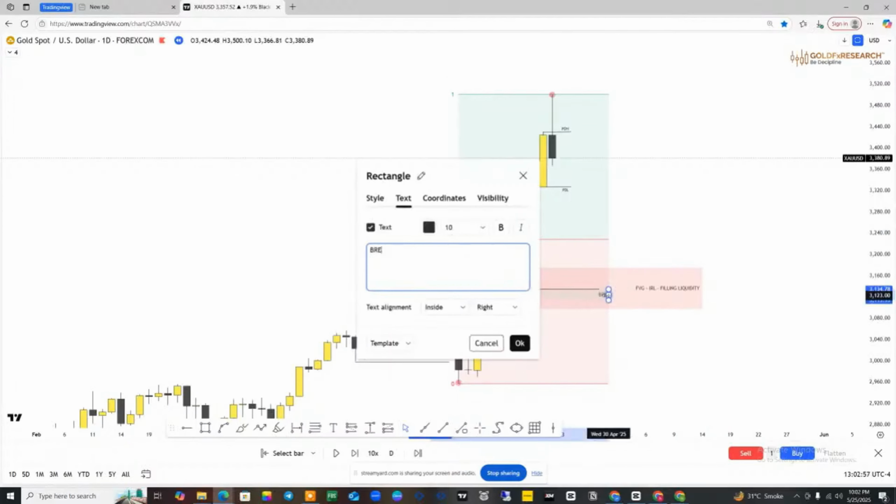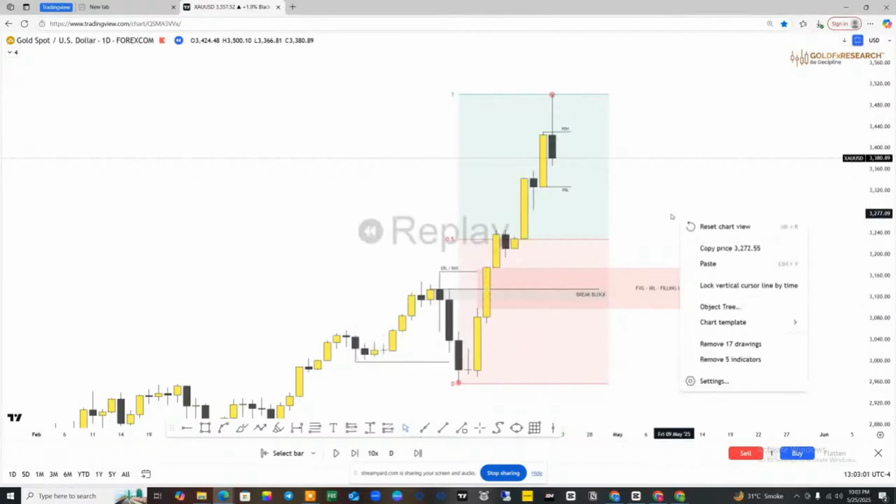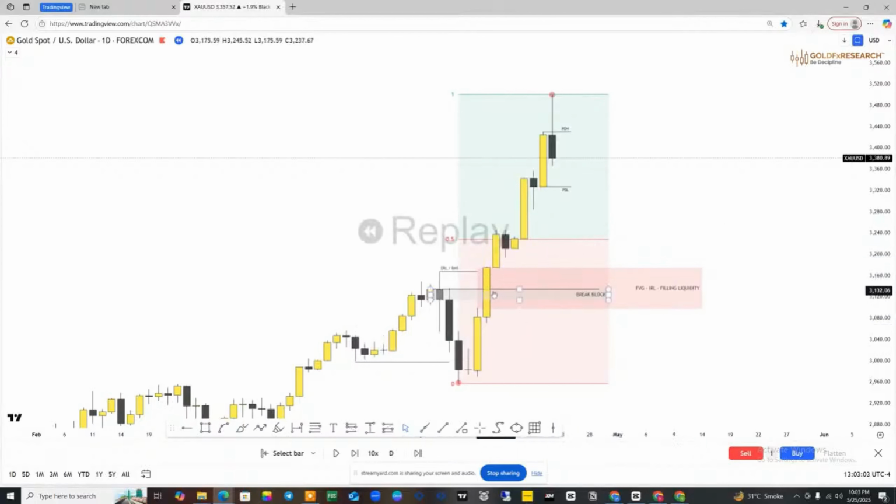Now, what do we have here? Breaker block. That's a breaker block in front of which an FVG appears. That's a model. We have the unicorn model. This is an advanced level market model, which I will teach you later on when we cover models.